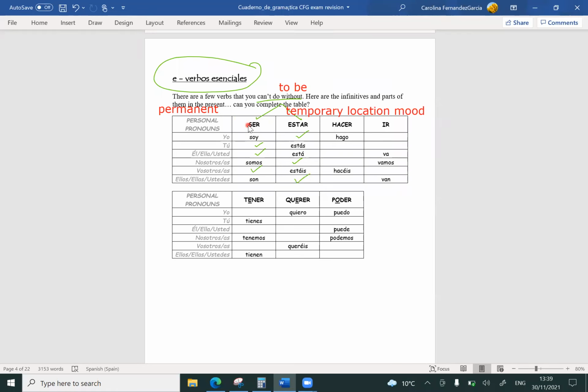So if I'm talking about nationality, I would say I am Irish, soy irlandesa. But if I'm talking about location, I'm in Ireland today, but I might not be tomorrow. I might be in Spain tomorrow. You would say estoy en Irlanda, even though in English, both of them translate as I am. So when we have the verb to be in English, we have to stop for a second and think, is this implying something permanent or something temporary, something that can change like a location or mood? And you apply ser or estar.